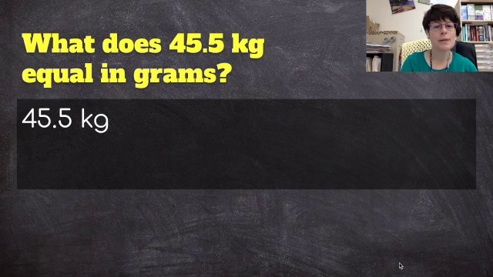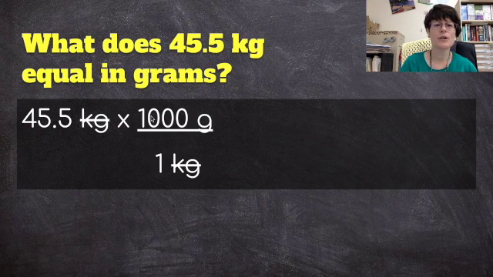So a simple question you might get for unit conversion is, what does 45.5 kilograms equal in grams? For any of these types of problems, the first thing we do is write down the original unit, which is in the problem, 45.5 kilograms. And then I think to myself, well, how many grams are in a kilogram? I know that there are 1,000 grams in a kilogram. And when I set this up, I have to make sure that kilograms is on the bottom so that these units will cancel. Okay, that is key.